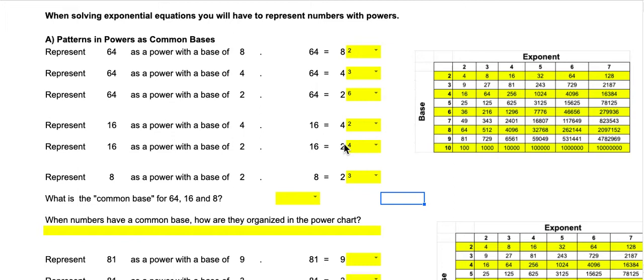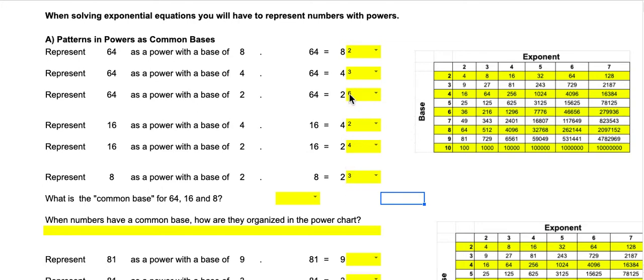Wait a second, let's look here. 8. Is 8 common to 64? Yes. Does 8 go with 16? No, because if I go across 8, I won't see that I get something with 16. And what about 4? 4 goes with 64. 4 goes with 16. It doesn't go with 8.